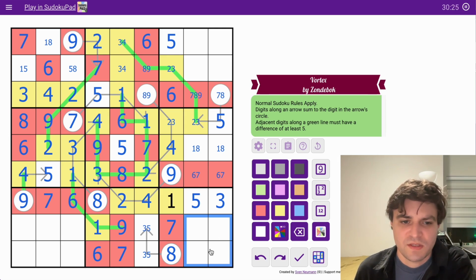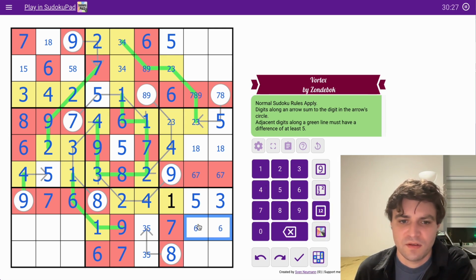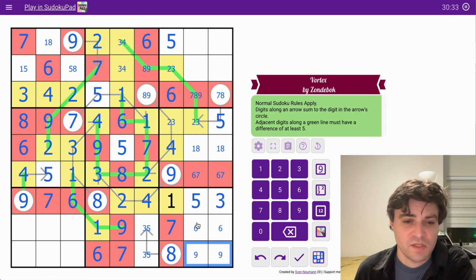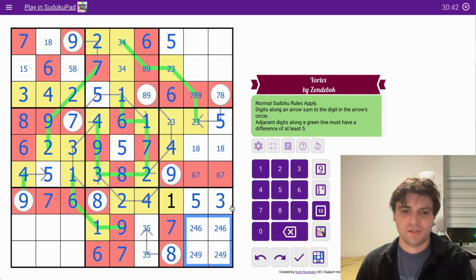In here we're missing a 6. That 6 needs to go either here or here. One of you must be a 6. We're also missing a 9. That 9 must go here or here. We are also missing a 2. That 2 can go in any of you. And we're also missing a 4. That 4 can also go in any of you. That's what it looks like down there.